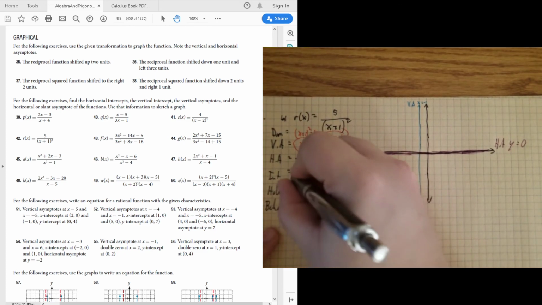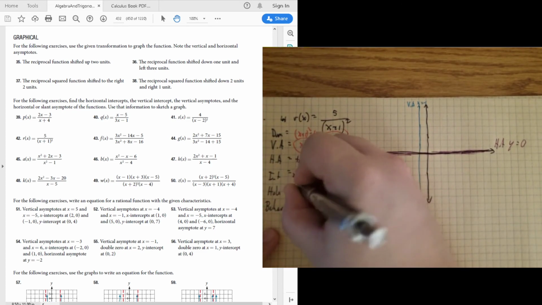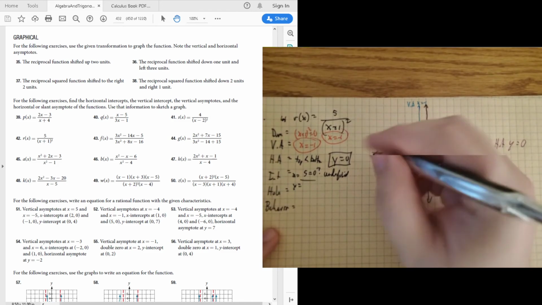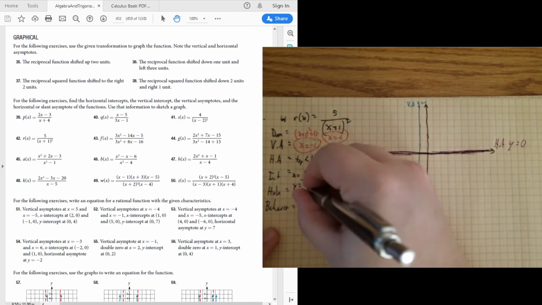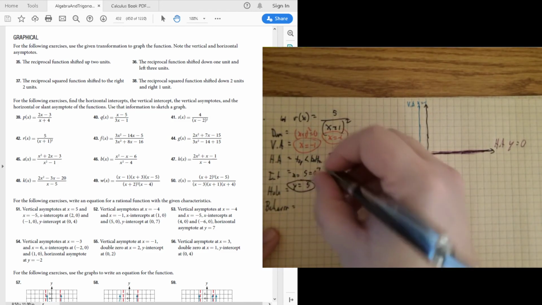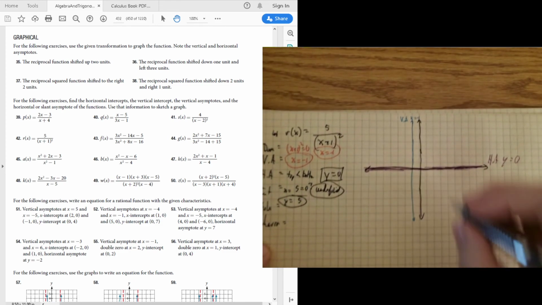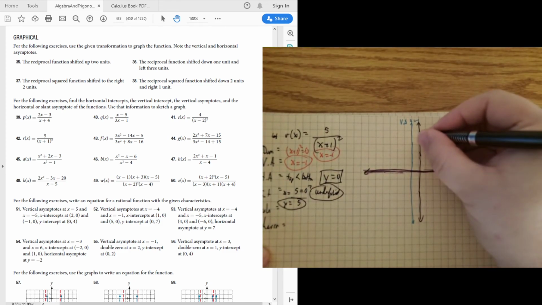But what about my y-intercept? That's where I put x = 0 for everything. It turns out my y-intercept is 5. 1, 2, 3, 4, 5. Nice big dot right there.